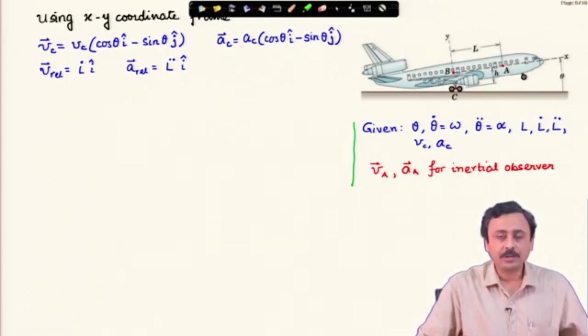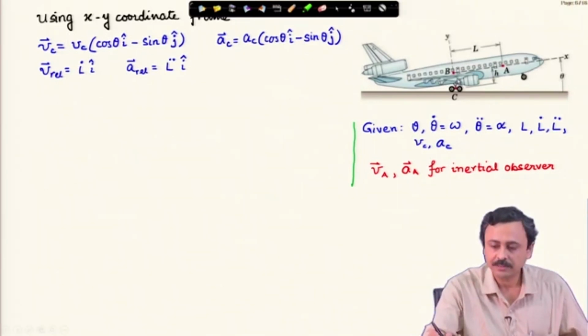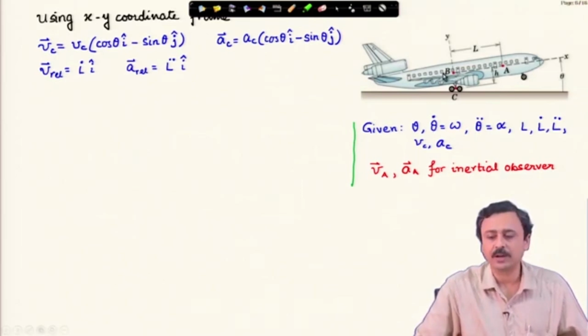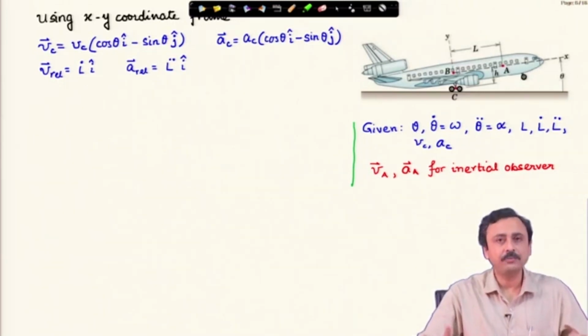VREL, what is VREL? VREL is the velocity as seen by an observer sitting at B, you can see here B is the origin of the frame xy. VREL is the velocity of that person A as measured by the observer B inside the aircraft. So, that is the idea of VREL in the rotating frame. Similarly, AREL is L double dot I cap. So, VREL vector is L dot I cap and AREL is L double dot I cap.